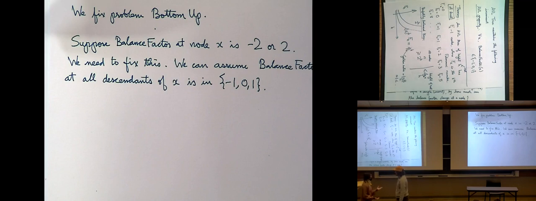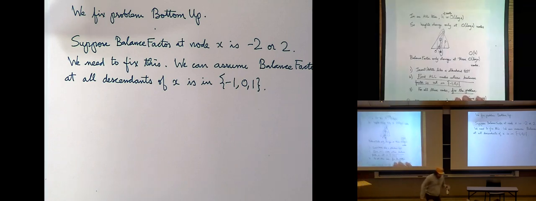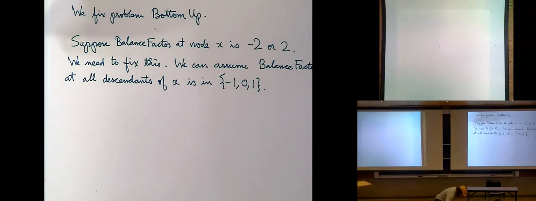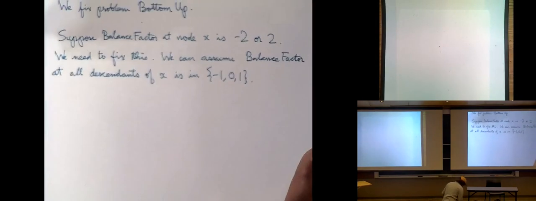Okay, let's continue with rebalancing the AVL tree. So the balance factor at a node is either 2 or minus 2. We need to fix it.